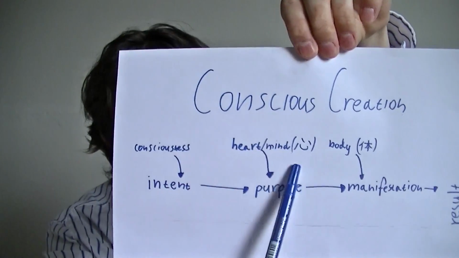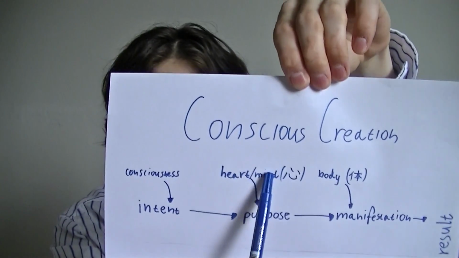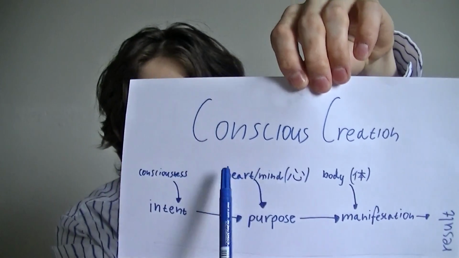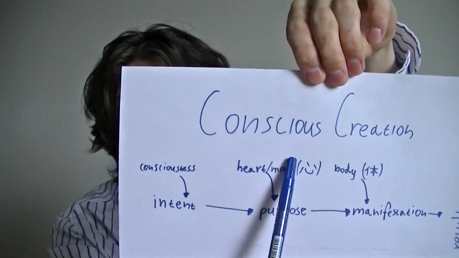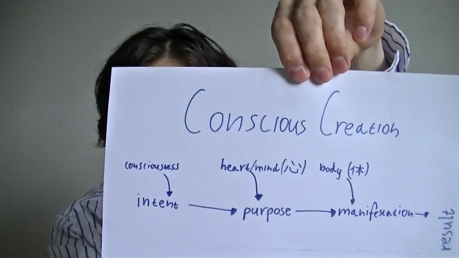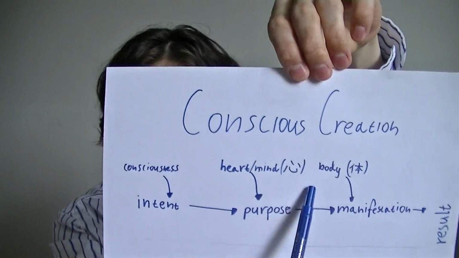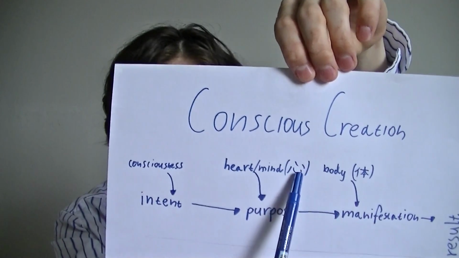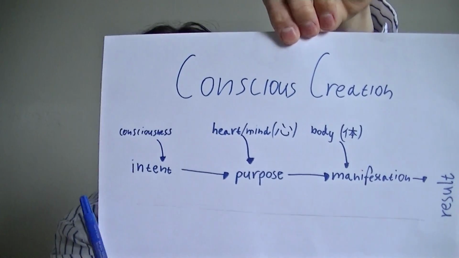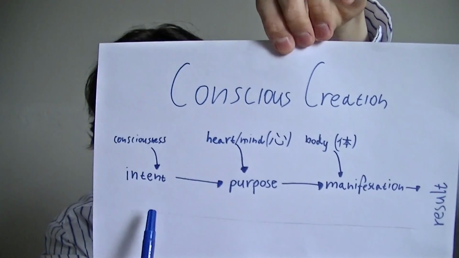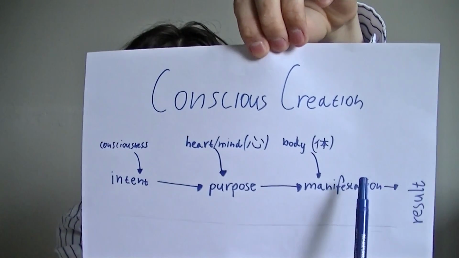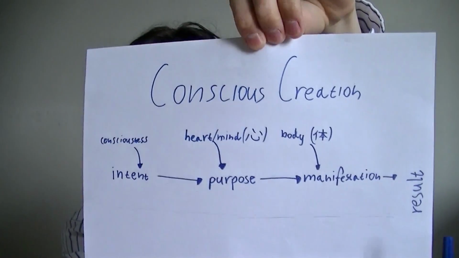As you can see here, I wrote heart and mind as a single step because they are a single entity. Heart and mind are subsets of each other and inseparable. They can also be described using a single Chinese character. Another important thing to note is that all these steps are aligned, and the individual steps have to agree with each other for the creation to actually occur.